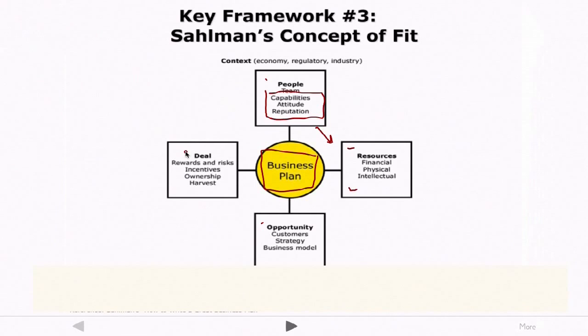And then the deal. If you are gathering some type of financial resources, then you have to offer something in return. So you have to know something about what the rewards and the risks are to this venture. What are the incentives of these resource providers to give you these resources? This has to fit with the people who are executing on it. Are they up to the task? And it has to fit with the opportunity. Is the market large enough to provide the rewards financially that you're hoping? And so there essentially has to be a fit between all of these elements.